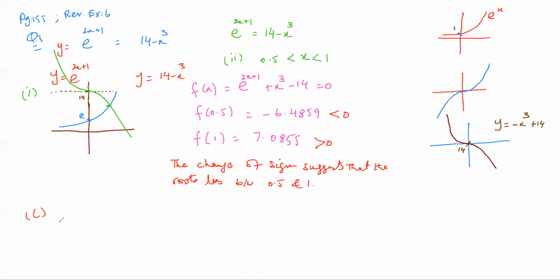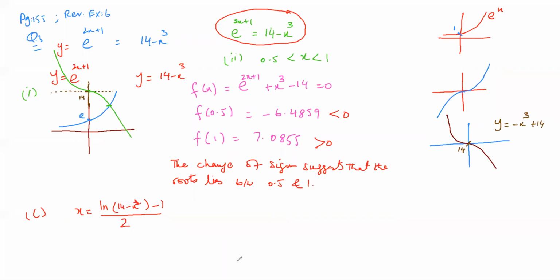Now we move to the C part. It says show that this root also satisfies the equation x equals ln of 14 minus x cubed, minus 1, over 2. There is a bit of algebra involved here. This is basically the process where you make the iterative formula, manipulating the equation so that x becomes the subject. I think he has taken ln on both sides, or you can start from here, go in reverse, and show it equal to this equation.